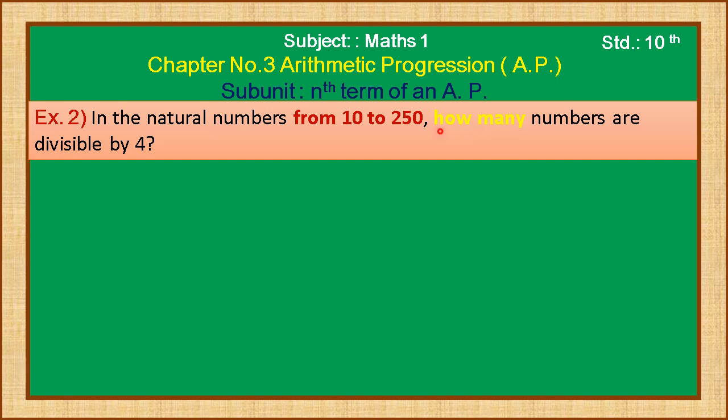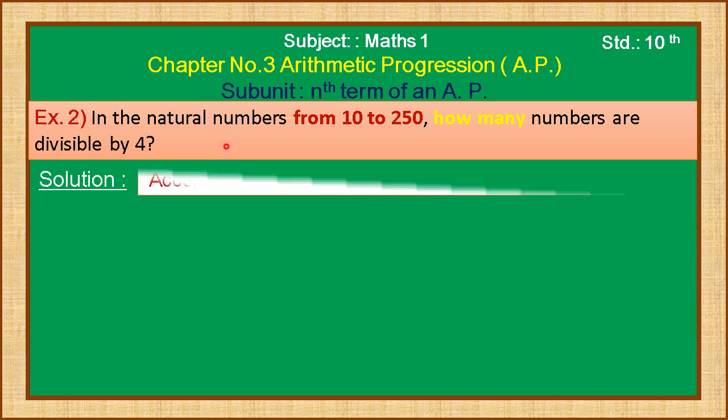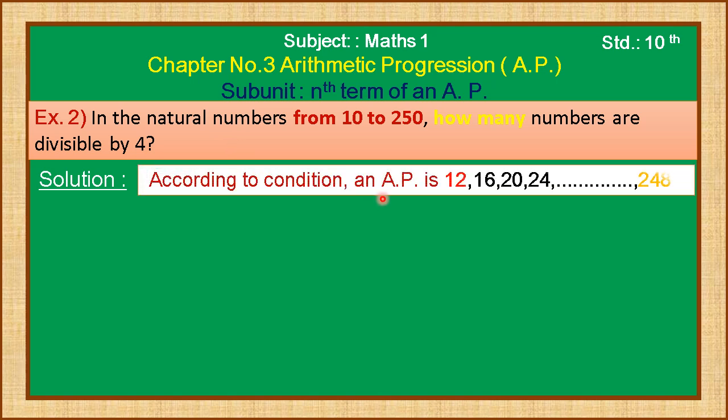In this type of example, use the formula Tn for the words "how many". Here the AP is not given. First, write down the AP according to the given condition. In the given condition, the numbers are from 10 to 250. The first number, 10, is not divisible by 4. The next number, 11, is also not divisible by 4. The next number, 12, is divisible by 4.